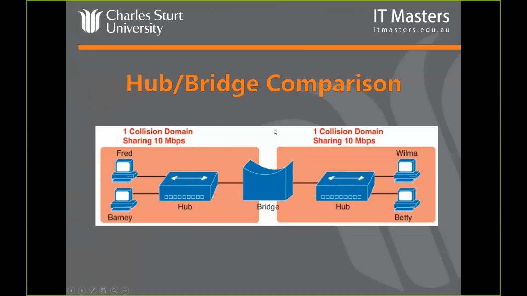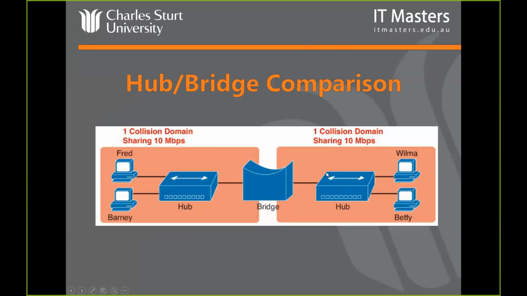So if we just quickly look at a hub bridge comparison, we can see that the bridge or switch in this particular case is in the middle here, and we've got hubs on the outside. We can see that we've got one collision domain and shared 10 megabits of, admittedly it's a little bit old, this diagram, but it's the principles that count. A shared 10 meg of bandwidth on this side of the bridge, and a shared 10 meg of bandwidth with a single collision domain on this side of the bridge.